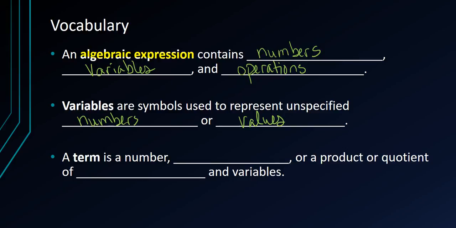Then a term is a number, a variable, or the product or quotient of numbers and variables. So remember, product is multiplying and quotient is division. So a term could be something like 3x, because that would be the product of a number and variable. It could just be a number, like plus 4. So this has two terms, 3x and 4, each their own term.